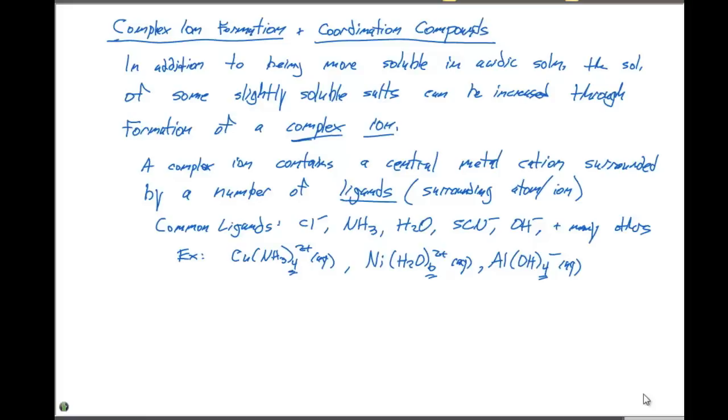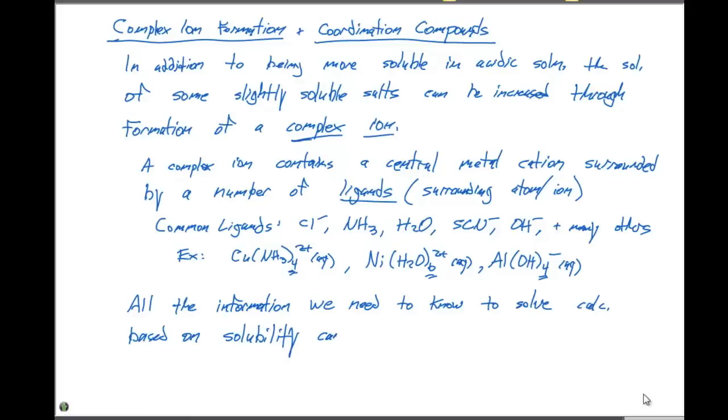So the next question that you typically get is, how do I know when these complex ions will form, and how do I know how many ligands are going to surround the central transition metal ion? All the information we need to know to solve calculations based on solubility can be found in the KF tables.